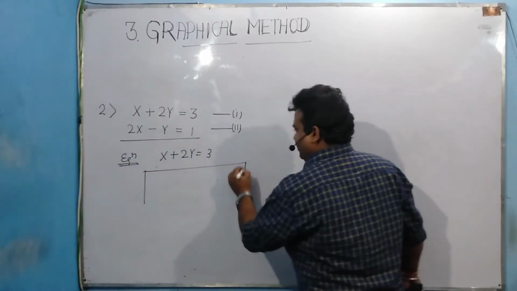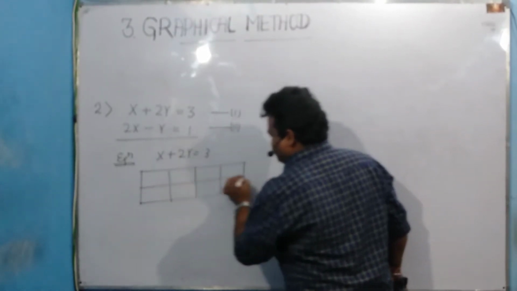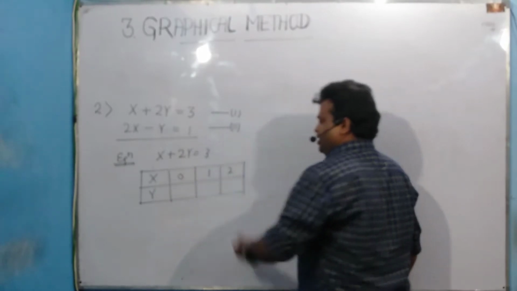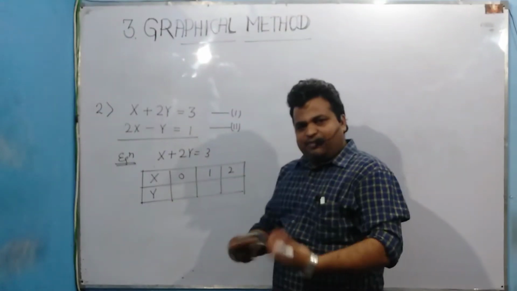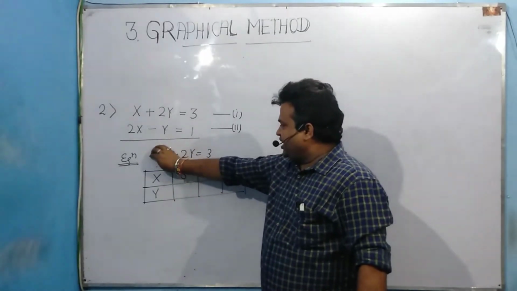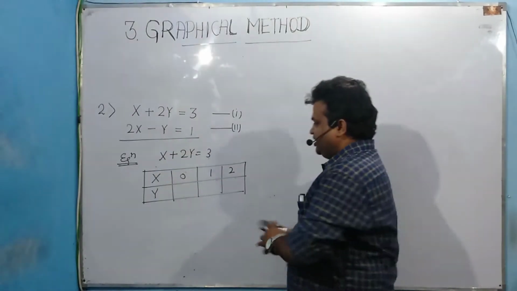Now you make one table where putting some x value will give you some y value. So randomly you take 0, 1, 2. When I put x equal to 0, what is my y value? My y value is 3 by 2. It comes to 1.5.